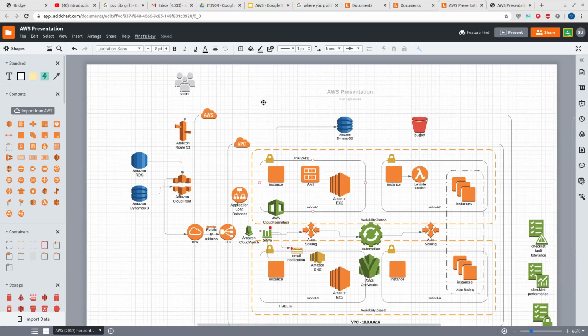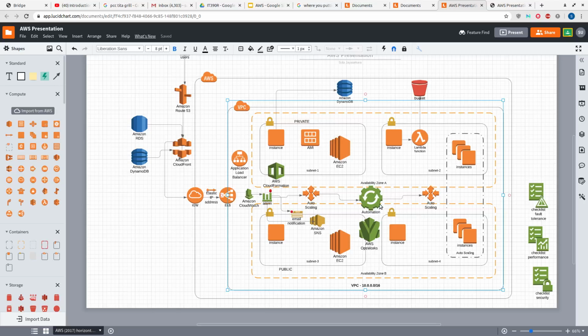Hello everyone. So this is my AWS presentation, and this is the well developed architecture. So first, I'd like to start with the region. It has one region and two availability zones for best practices: availability zone A and availability zone B.